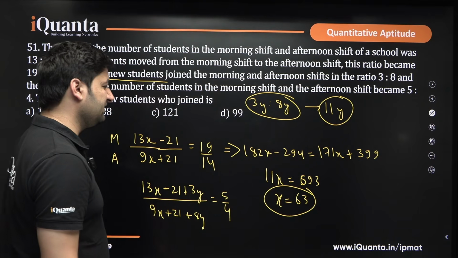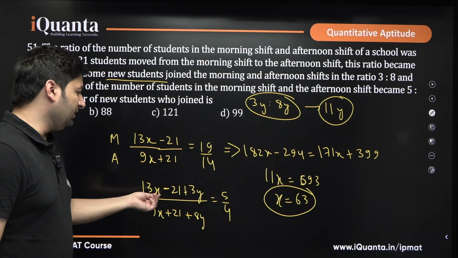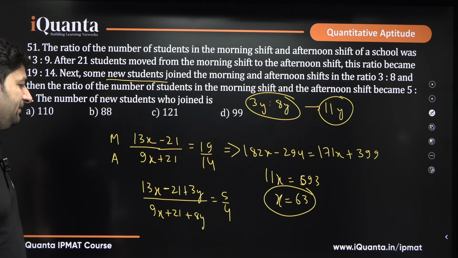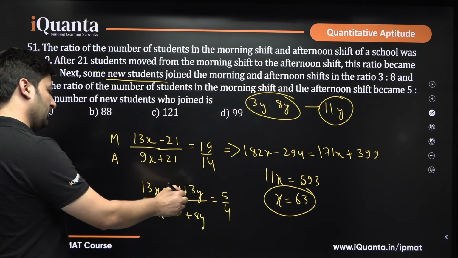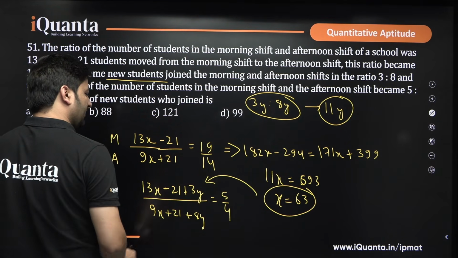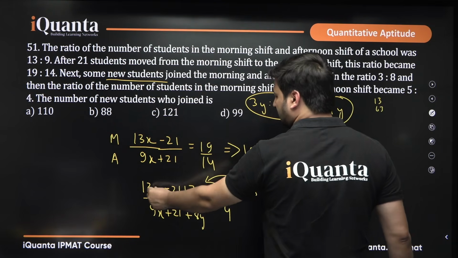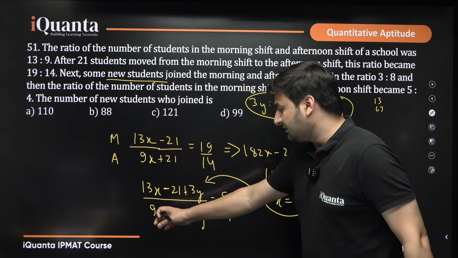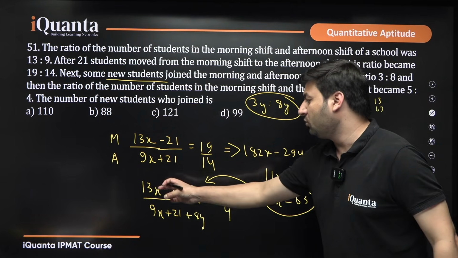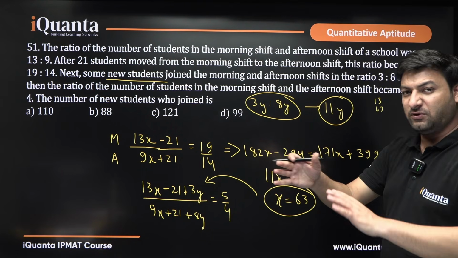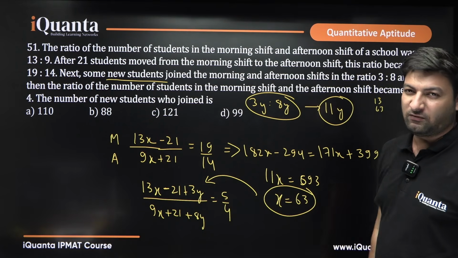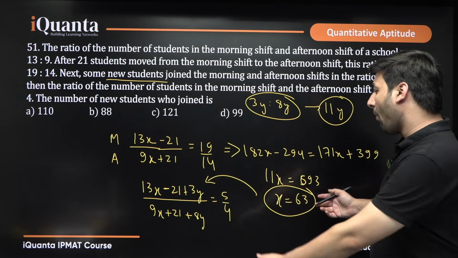If x is 63, you can put the value of x here and you can get the value of y, right? So, simply put x equal to 63 here and you will be getting the value of y. So, now again you have to put x equal to 63 here. So, what do you get? 13 into 63, then again 63 into 9, right? Then you have to add this and find out, I mean you have to do some calculation, right? You can take the help of the on-screen calculator again.